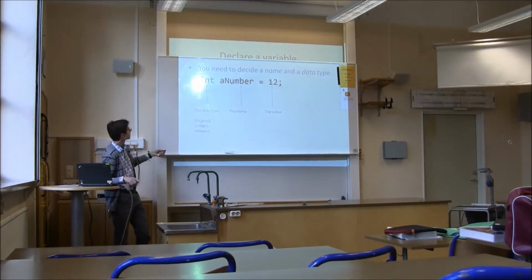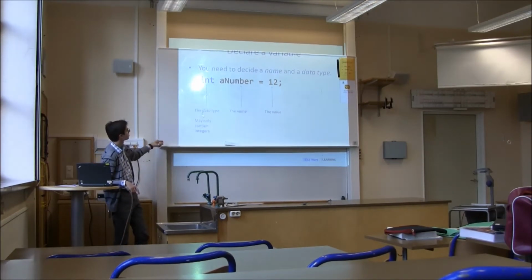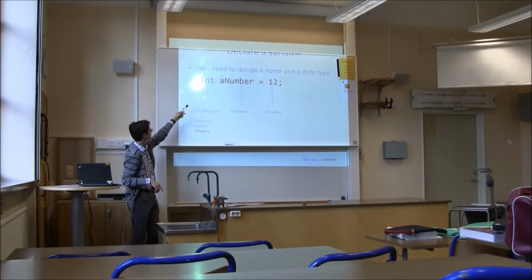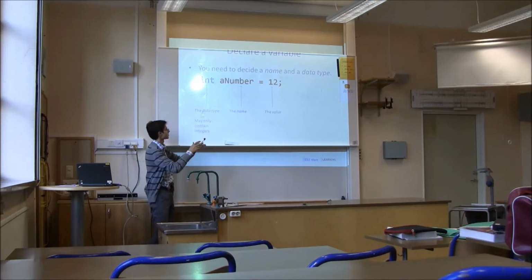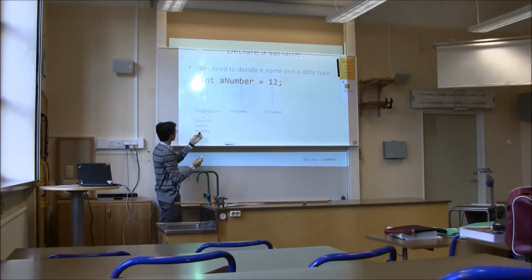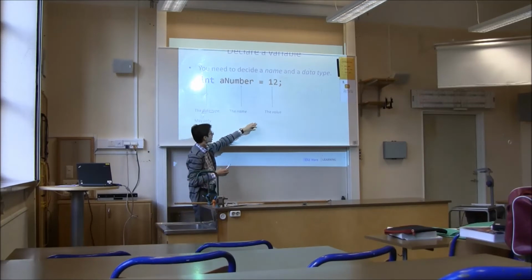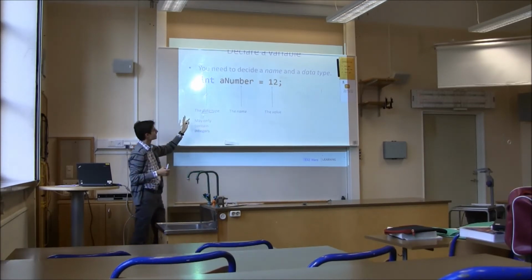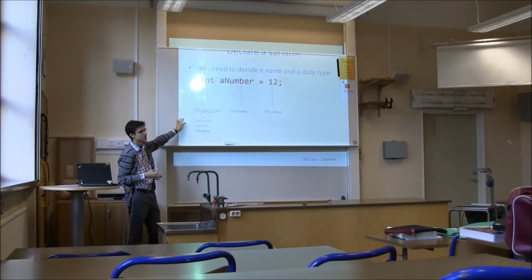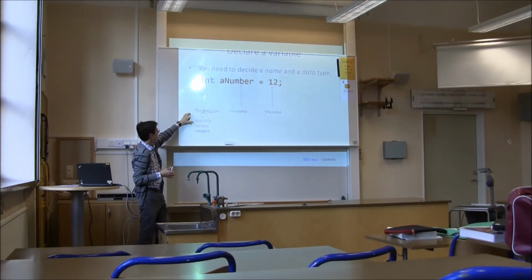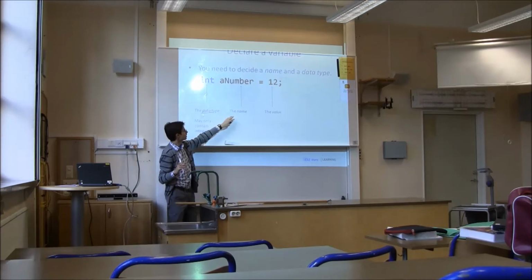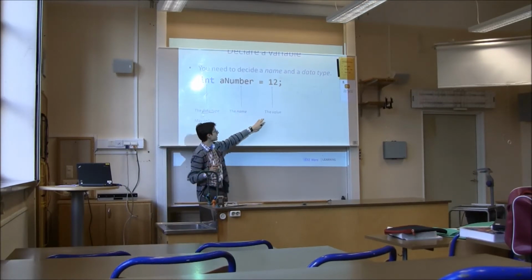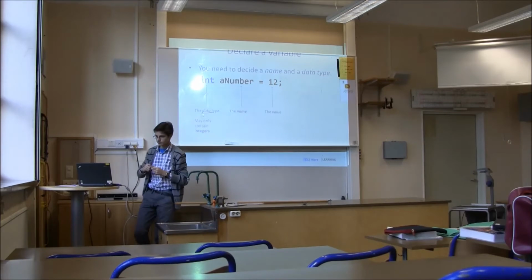So, as you can see, here's the structure of a variable. It's probably really familiar. You have int, which tells that it's the data type, and that's what we are going to talk about. Then you have the name, and then you have the value. What you see on the screen is a typical declaration of a variable. We say that this variable can only contain integers, pure integers. We assign it the name, and we assign it the value 12, which is an integer.